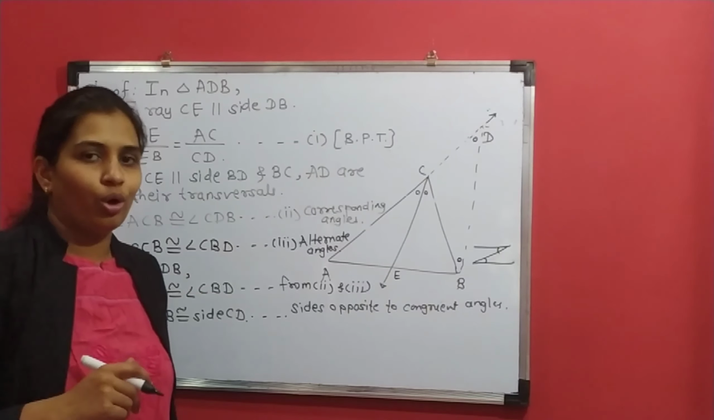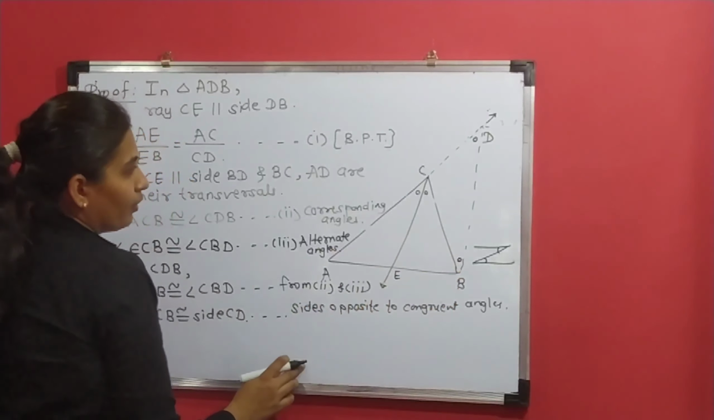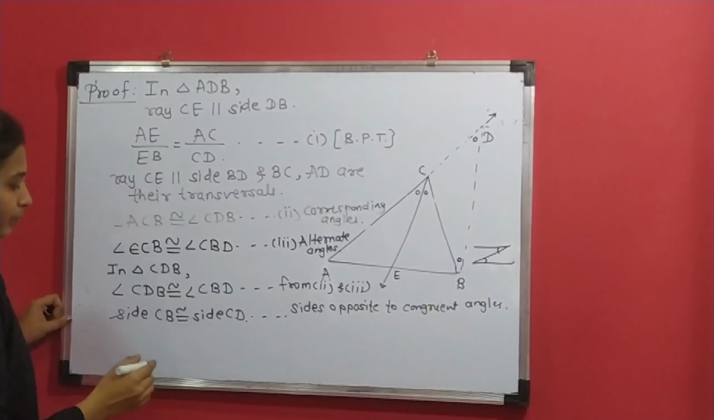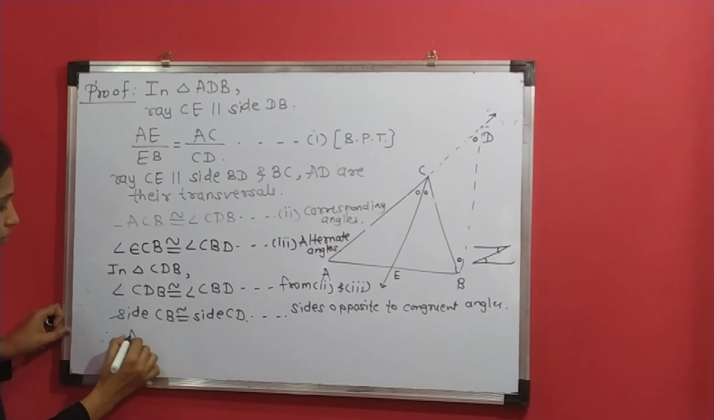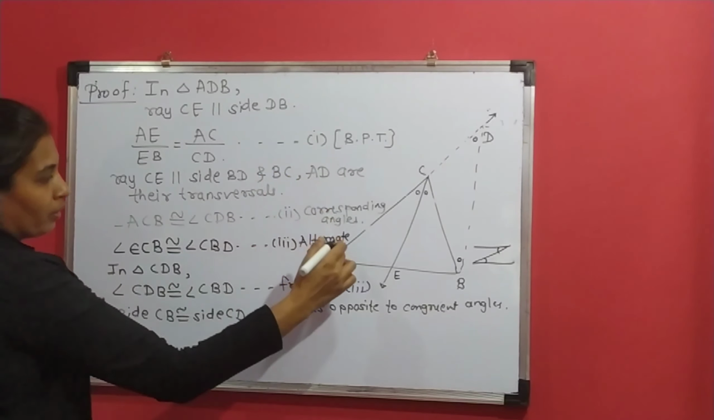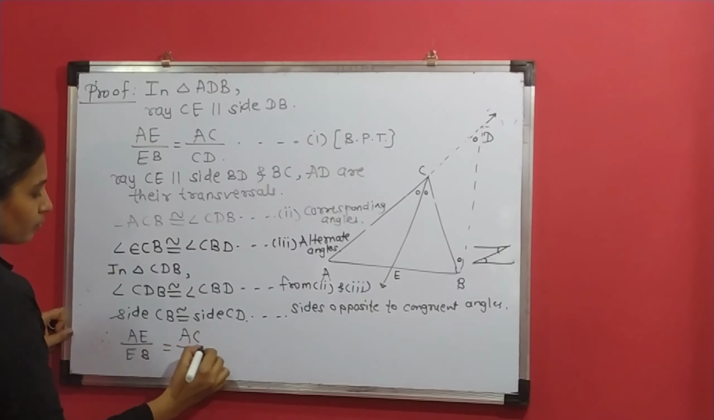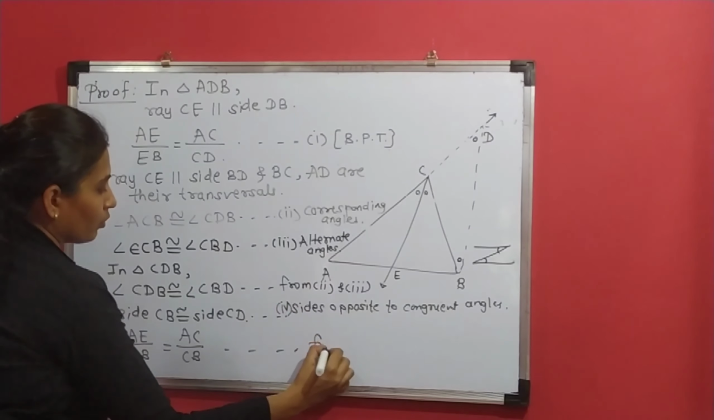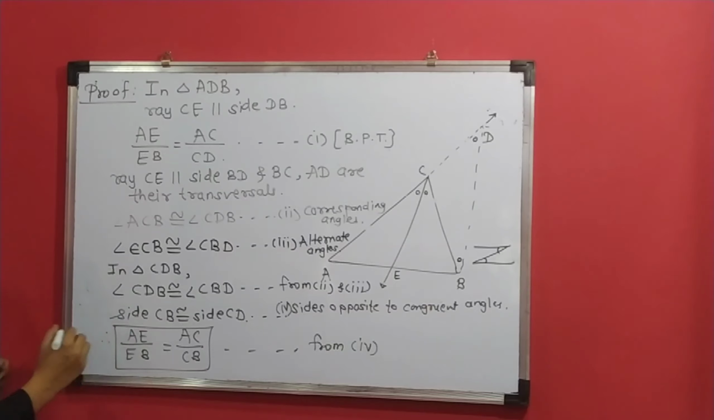We know the property that sides opposite to congruent angles are congruent and angles opposite to congruent sides are also congruent. So, students, in this triangle, we can substitute CB instead of CD. So, I can write here AE upon EB equal to AC upon CB, instead of AC upon CD. Here, number 4 from 4. Okay, and we have to prove this statement.